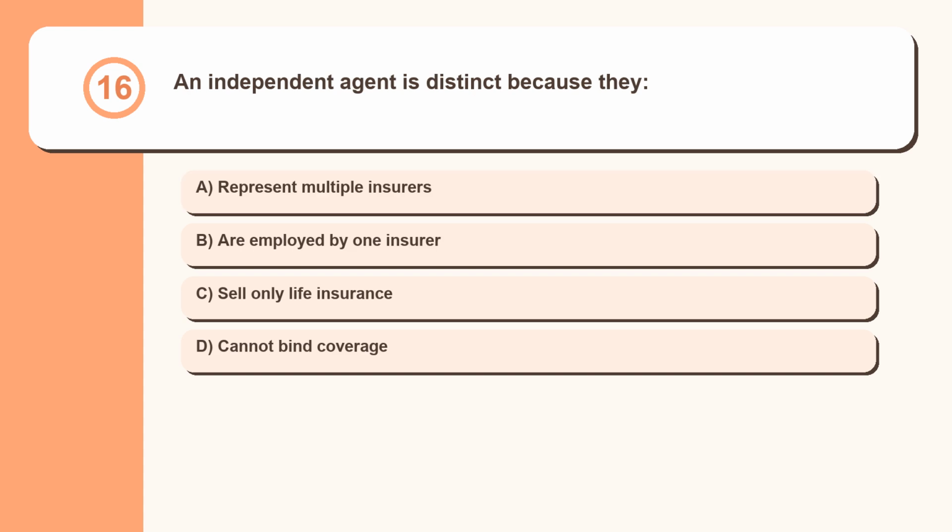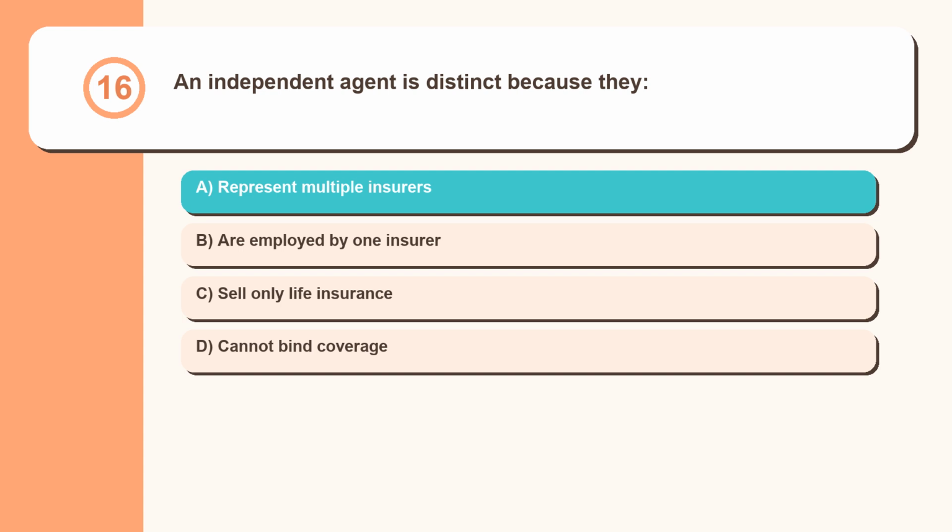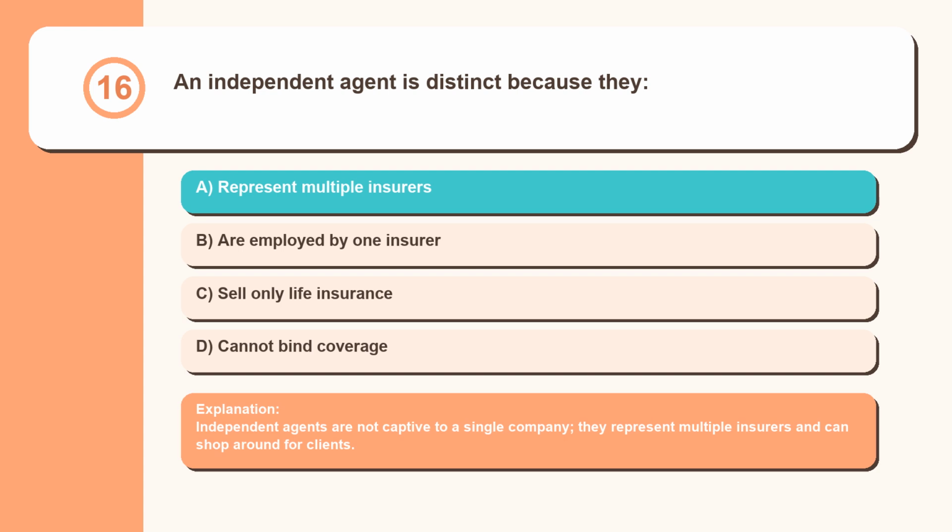Question 16. An independent agent is distinct because they represent multiple insurers, are employed by one insurer, sell only life insurance, cannot bind coverage. Independent agents are not captive to a single company, they represent multiple insurers and can shop around for clients.